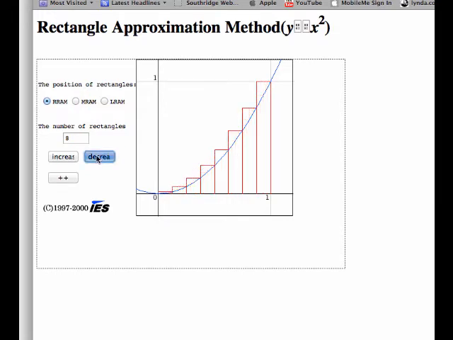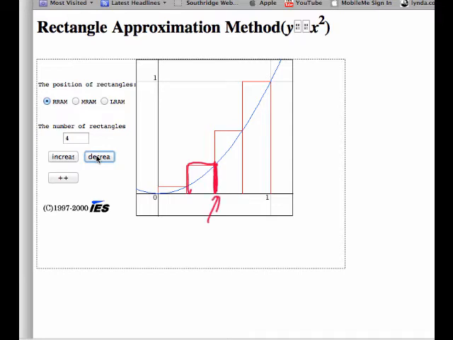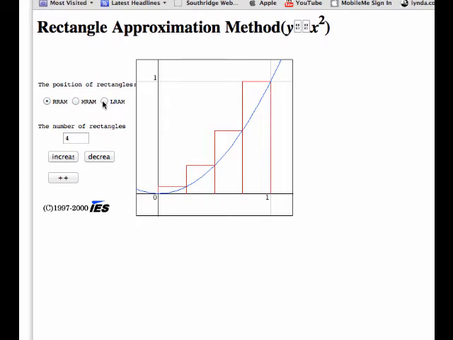Now, you might wonder, going back to my 4 rectangles, why I chose to use this distance as the height. This distance right here is the y value on the right side of the interval. I could just as well have used the left side to determine the height of the rectangle. So let me just change this over to left.